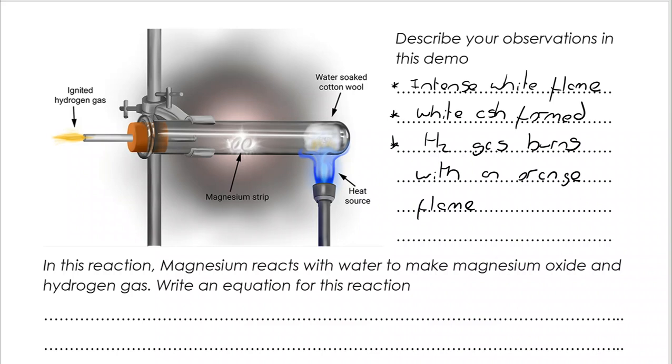Now there is a significant difference here where the magnesium reacts with steam rather than cold water. So it still says here magnesium reacts with water, but we're talking about water in the gas phase. And we don't make magnesium hydroxide, we make magnesium oxide. So Mg, solid, plus H2O, gaseous, got to make sure that that's right in the context of this question, goes on to make MgO solid and H2 gaseous.